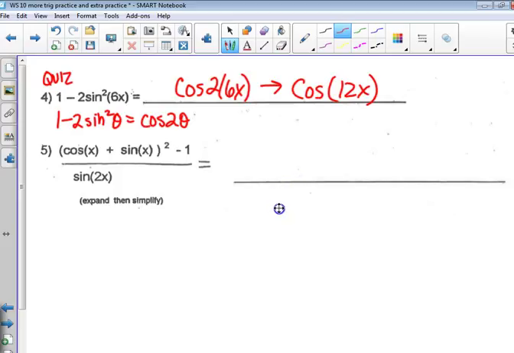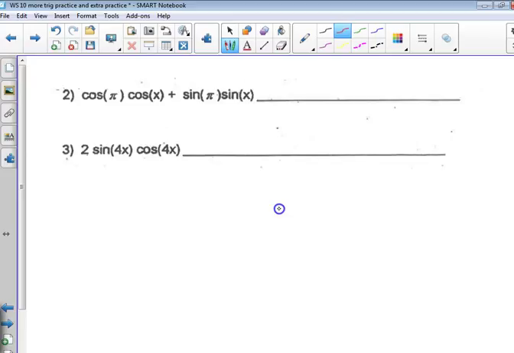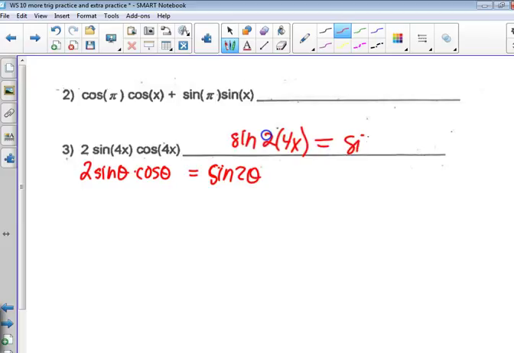They weren't all the same on this section, I know. Number 3 is that kind of question. Did you do that one? Okay, number 3, this is a 2 sine theta cosine theta. Anybody find that one? Yeah, it is the sine of 2 theta, so this will be the sine of 2 times 4x, or 8x. Everybody feel better about that section?